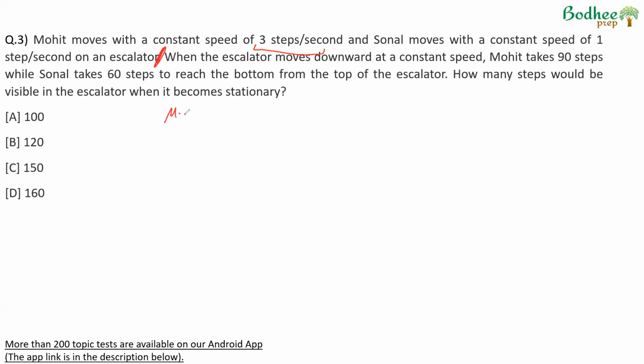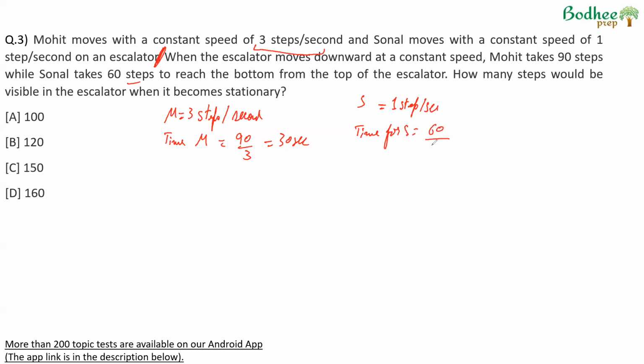Since Mohit takes 3 steps per second and he is coming down, Mohit takes 90 steps. Time taken by Mohit to come down the escalator will be number of steps upon speed. Therefore, 30 seconds. If we look at Sonal, the speed of Sonal is 1 step per second, and Sonal is taking 60 steps. So time for Sonal will be 60 steps at 1 step per second, which means 60 seconds.